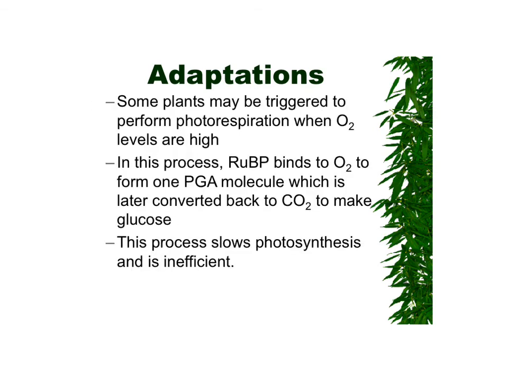Now, when oxygen levels build up within the leaf, and it's a hot, dry day like that, some plants have this tendency to undergo this process called photorespiration. It's not necessarily the best thing for them to be doing, but it's just there. It's what plants will do. And it's because RUBP will bind to oxygen instead of carbon dioxide in this case, if oxygen levels are high. So some of that RUBP will be bound to oxygen instead of binding to CO2. Later, it can be converted back to CO2 to release that CO2 to make glucose, but it kind of slows down the whole process and makes it inefficient. So best for plants not to undergo this photorespiration.